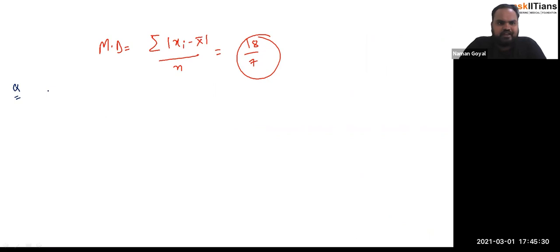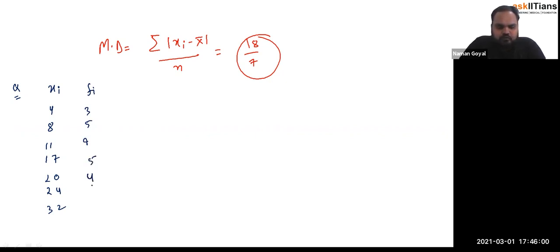Okay, so the xi is given as 4, 8, 11, 17, then 20, 24, and 32, right? And the corresponding frequencies are given like 3, 5, 9, 5.